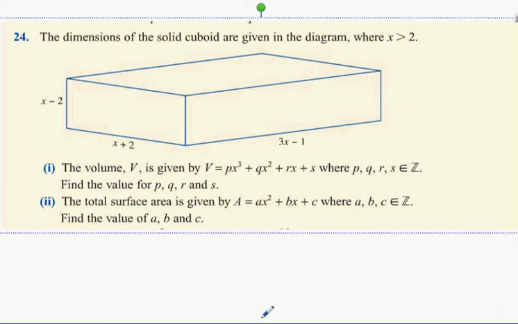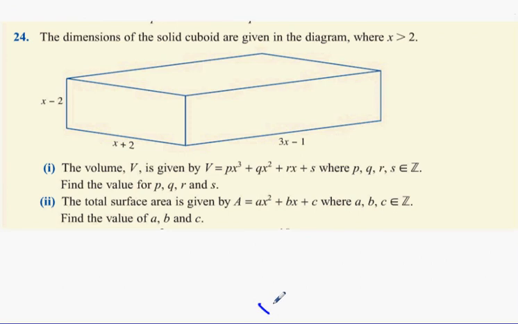What time are we on here? 15 minutes, right. What do you think of this one, guys?